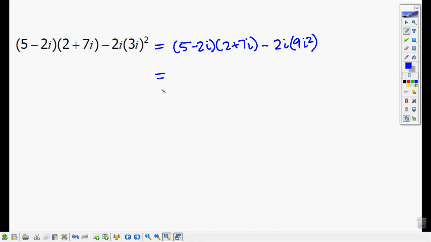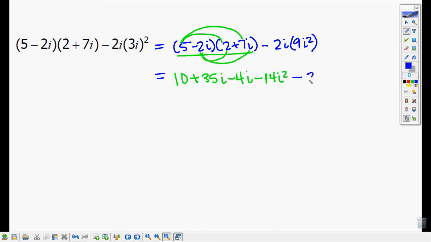Then order of operations says that we're going to do multiplication next from left to right. So I'm going to multiply these two binomials here first. So I have 5 times 2 is 10. 5 times 7i is positive 35i. Negative 2i times 2 is minus 4i. And negative 2i times 7i is negative 14i squared. Then everything else in the problem, I'm going to leave as is.